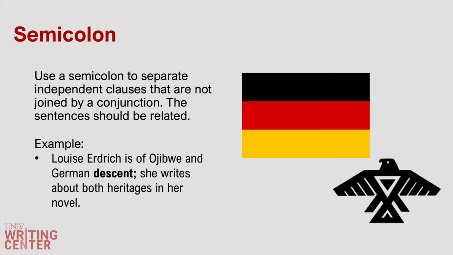Now, moving on to semicolons. They are primarily used to separate independent clauses that are not joined by conjunctions. The sentences should be related or share a topic. For example, "Louise Erdrich is of Ojibwe and German descent; she writes about both heritages in her novel."